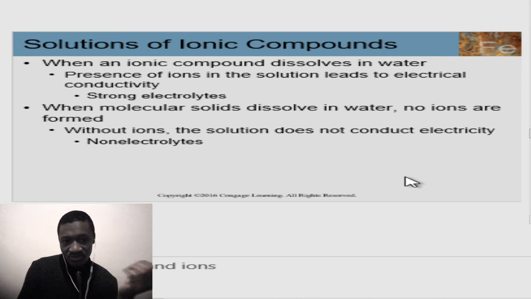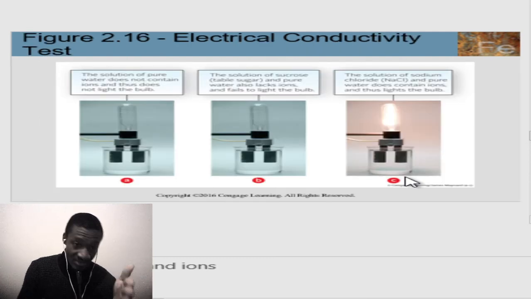When molecules of a solid dissolve in water, and this solid will probably be covalent, no ions are formed, and without the ions, the solution cannot conduct electricity, so they are non-electrolytes. That's why from the example that we'll see here, you have just water. A solution of pure water does not contain ions, and thus does not light a bulb.